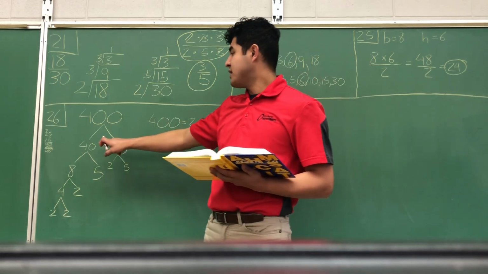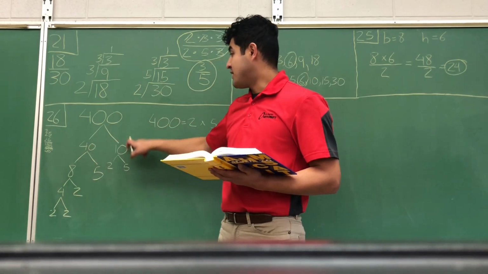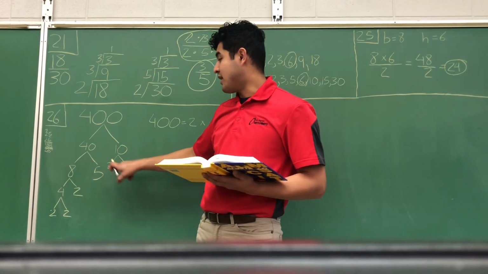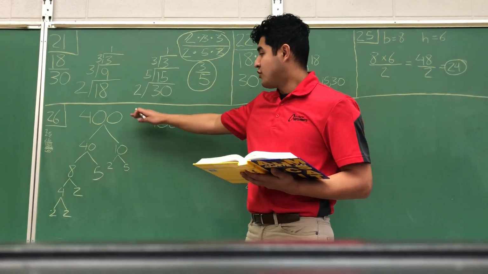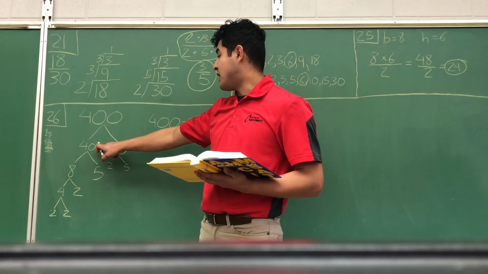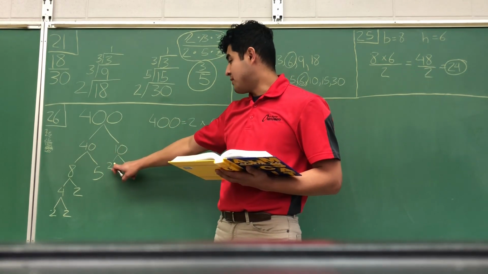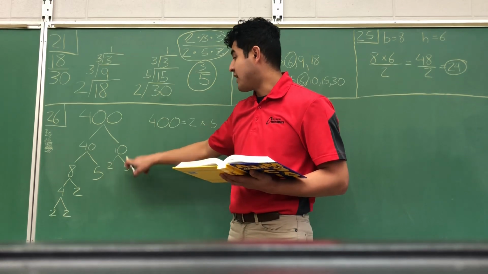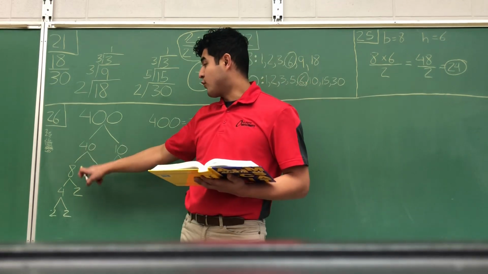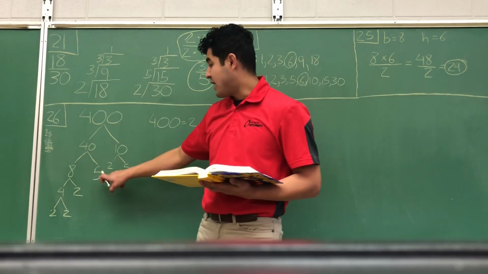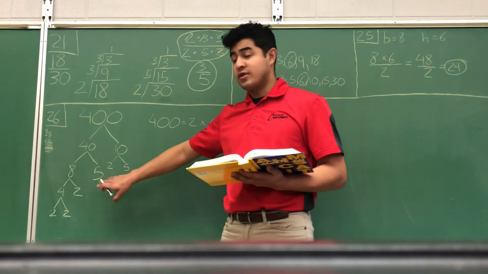So 400, all right, 40 times 10 equals 400, and then it keeps getting broken down until you're left with the prime numbers. So for the first set, you have 40 times 10, and then 10 gets broken down, 2 times 5 equals 10. And then the 40 gets broken down, 8 times 5 equals 40. And the 5 can't be broken down anymore because it's a prime number.